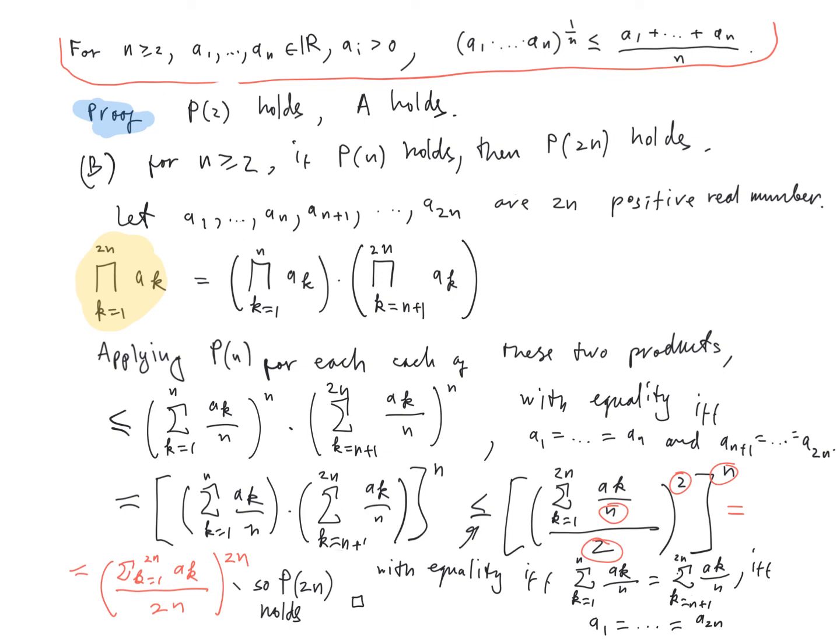So the conclusion is that both conditions A and B in the Cauchy principle of induction hold, and hence, by the Cauchy induction principle, we conclude that P of n holds for all n, right? And the way we have defined P of n was precisely that the AGM inequality holds for the number n, and so we have established the AGM inequality for all natural numbers. So this concludes the proof of the theorem, the AGM inequality.